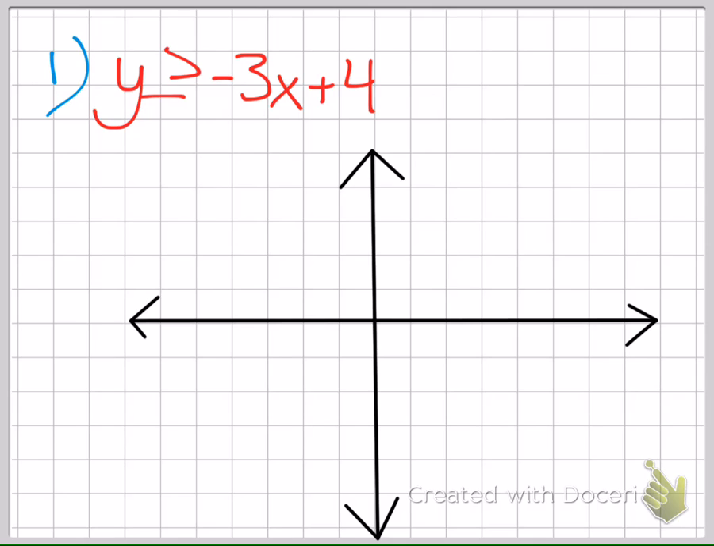This first one on your note sheet, this is a two-variable inequality, right? There's an x, there's a y. It's an inequality. It's not an equal sign, okay? So what we want to do is we want to graph this first, okay? And it's already in slope-intercept form, so we can go ahead and start graphing.